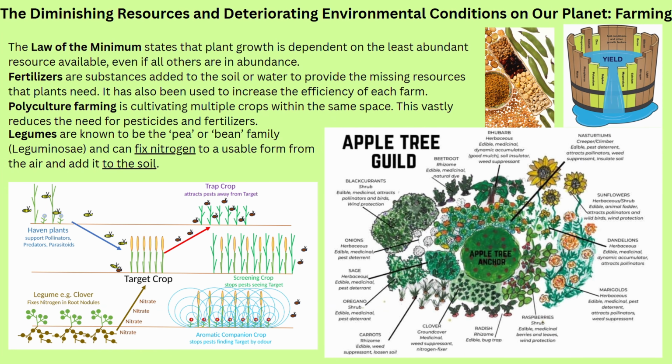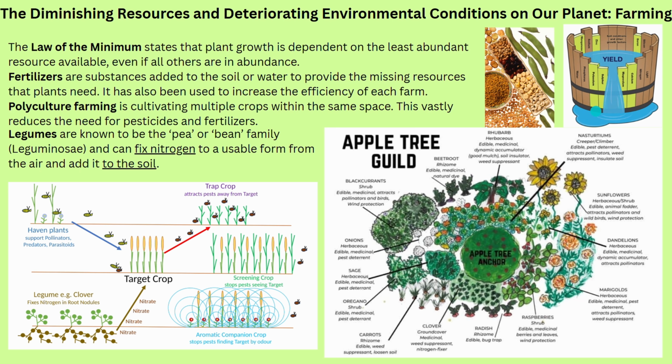Now, just like all living things, plants need a certain set of conditions to grow. For plants, the law of the minimum states that plant growth is dependent on the least abundant resource available, even if all other resources are in abundance. In this little illustration, if yield is the same as the amount of water this bucket can hold, and the walls of the bucket are things the plant needs, such as sunlight, magnesium, water, etc., then the maximum amount of yield, or water, that a plant can produce is dependent on the lowest wall.